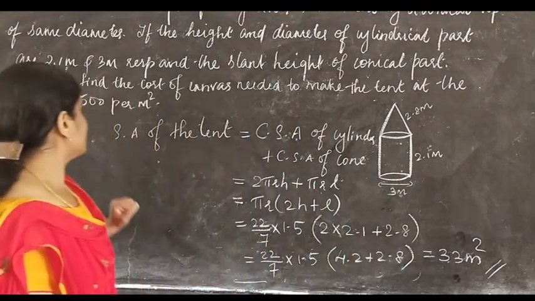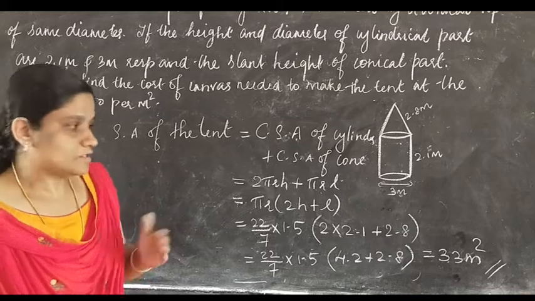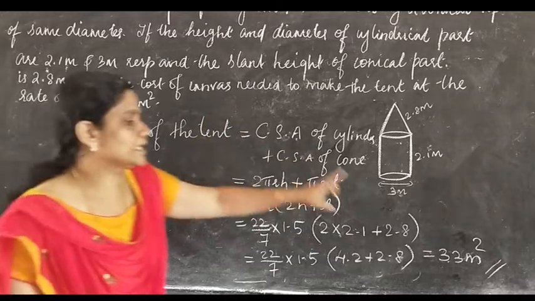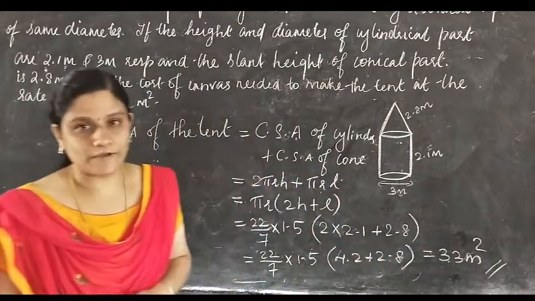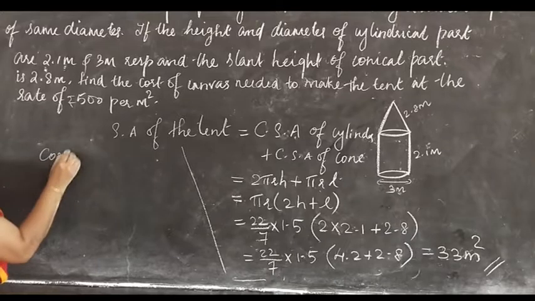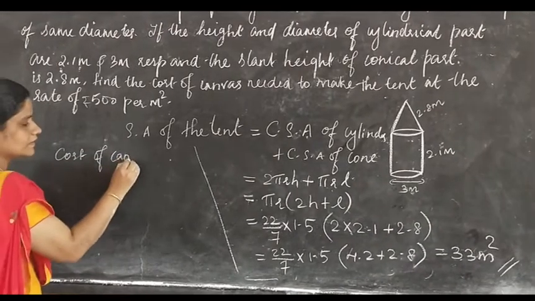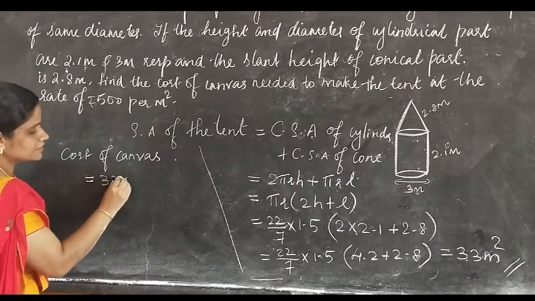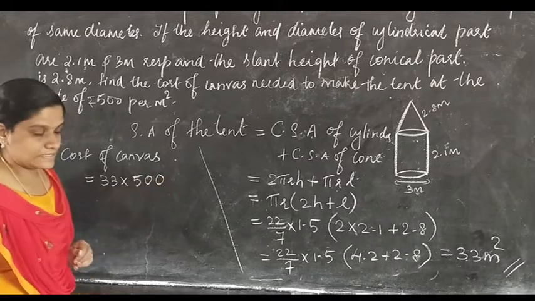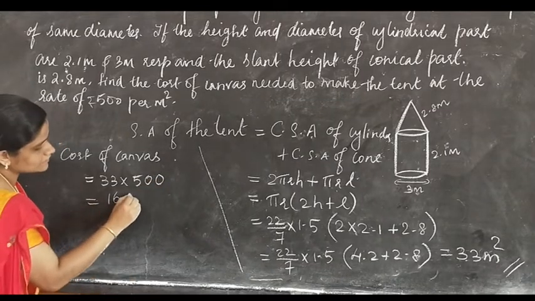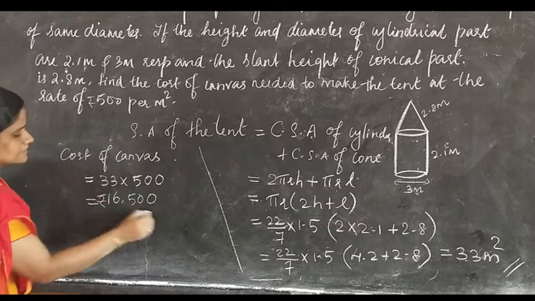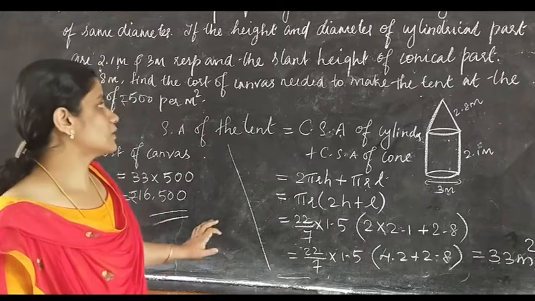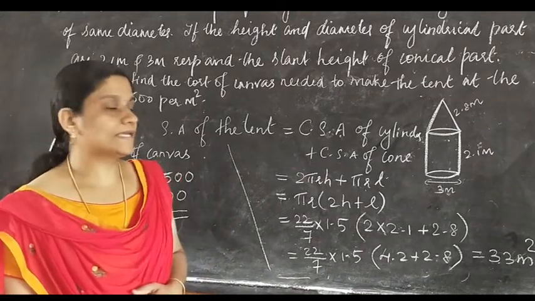Now the question is we have to find the cost of canvas. So we all know how to find that. For 1 meter square it is rupees 500. Therefore for 33 meters square it is 33 into 500. So cost of canvas is equal to 33 into 500. So the answer is 16,500 rupees. Therefore, rupees 16,500 is the cost of canvas needed for making the tent.